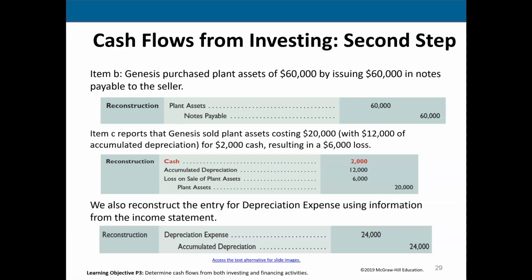They sold plant assets that cost $20,000. It had accumulated depreciation of $12,000, and they sold it for $2,000. This is where that $6,000 loss comes from. Debit cash, the $2,000 you received, you need to take away or delete that accumulated depreciation account of $12,000. Take the plant asset off of the books, which is the $20,000. The difference is a loss of $6,000. And then the depreciation expense for the year was $24,000.